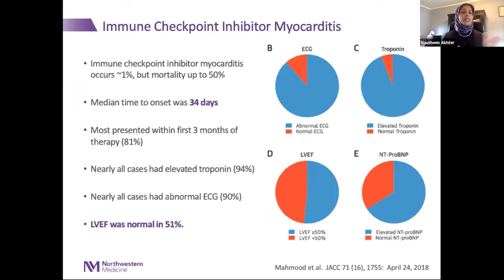So most patients present within the first 3 months of therapy, and nearly all cases have elevated troponin, and nearly all cases have an abnormal ECG. But very interestingly, almost half of patients have a normal ejection fraction. So as opposed to some of the other types of myocarditis that we see in cardiology, immune checkpoint inhibitor myocarditis may actually present with a normal ejection fraction.